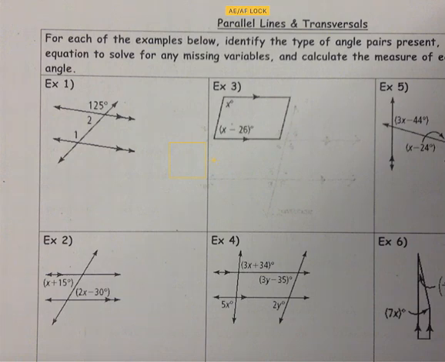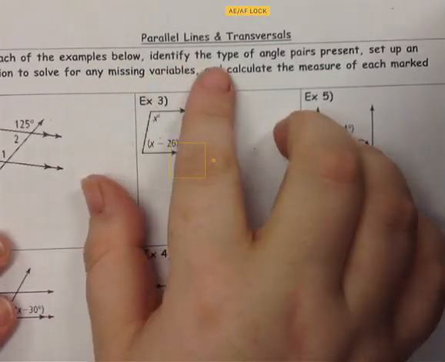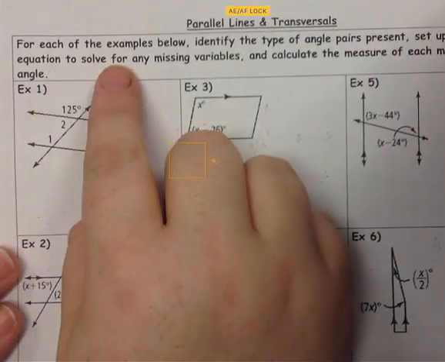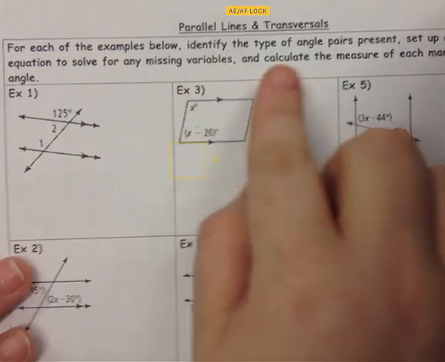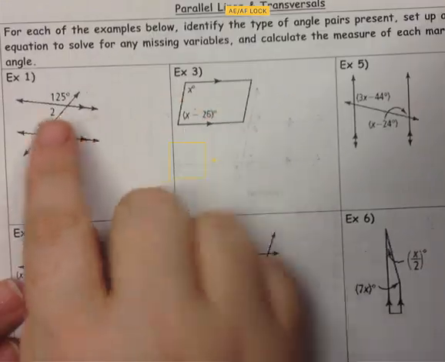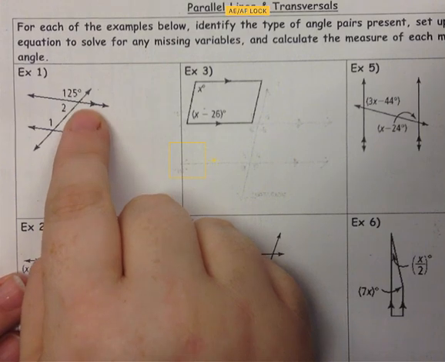This video is showing some examples of parallel lines and transversals. So for each of the examples below, we're going to identify the type of angle pairs present. We're going to set up an equation to solve for any missing variables and calculate the measure of each marked angle. So for example 1, we have two parallel lines because we have the markings that show parallel.